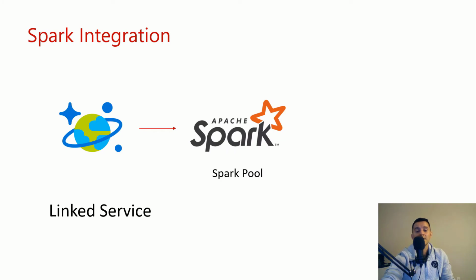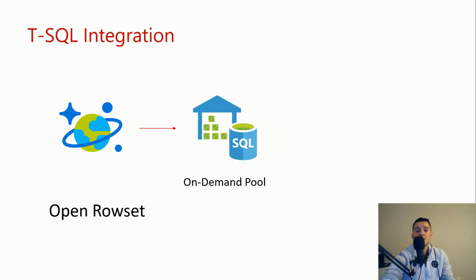So we have the ability then to do Spark integration by using what is known as a linked service. A linked service is an entity that we define inside the Synapse Workspace, and we are going to look at that in the demo. And with the use of that linked service, I can do that straight up connection from the Spark pool into the Cosmos DB Analytical Store. If I want to do T-SQL integration, then I can have an OPENROWSET call, and we'll look at that in the demo as well.